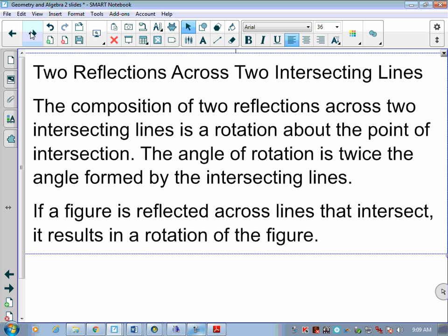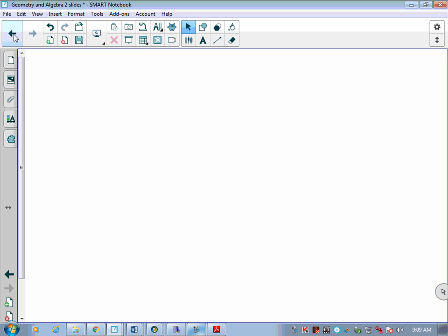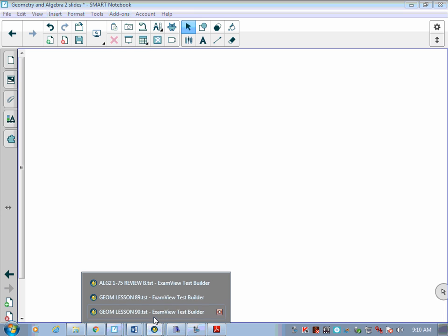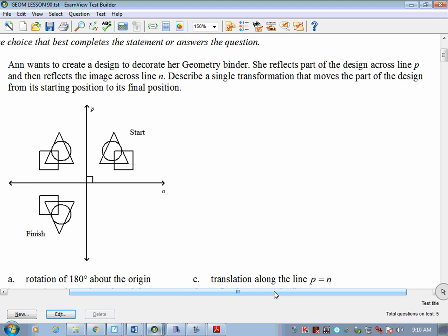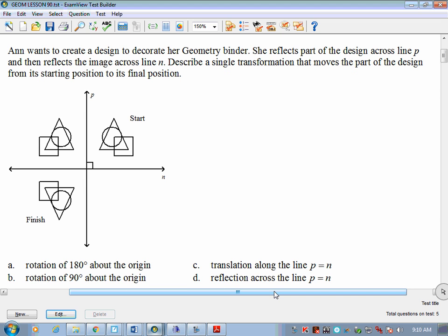Let's see, hopefully I even have that with me. And that's the end of that. So from here, we'll look at lesson 90. Do you guys have this document? I know sometimes I forget to send things out. You guys got it, perfect. Hopefully I'm not going in here blind.